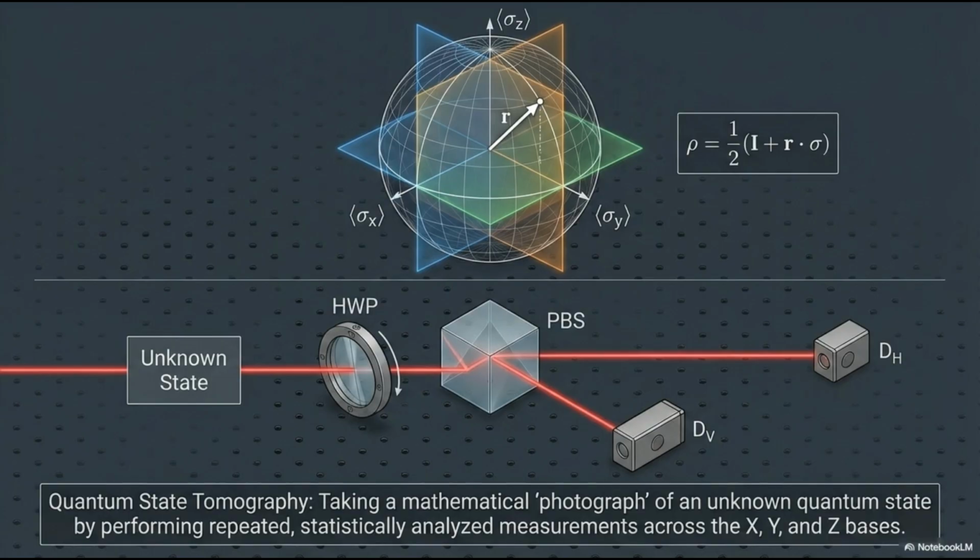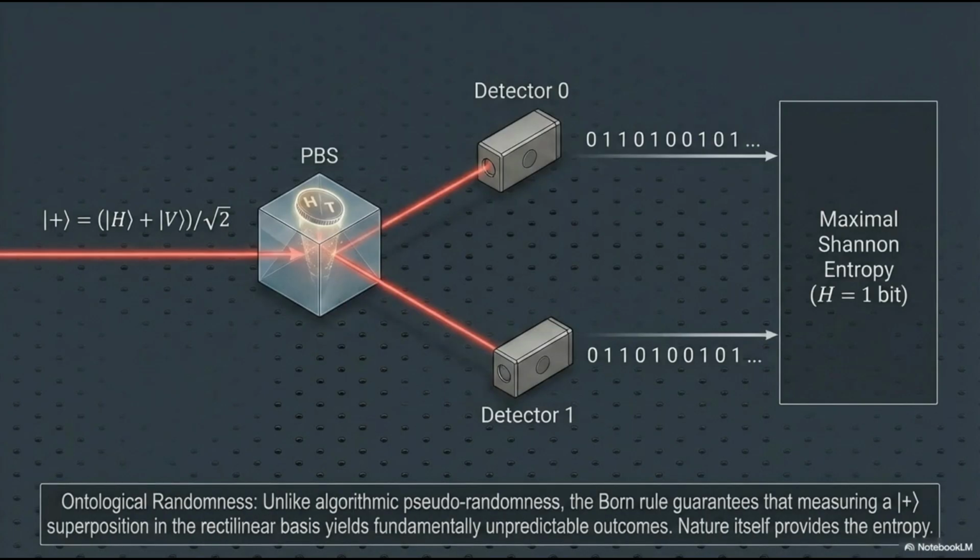state preparation procedure. This slide presents the experimental setup for a quantum random number generator, which exploits the fundamental indeterminism of quantum measurement to produce certified random bits. A photon is prepared in the diagonal superposition state called ket plus, which equals ket H plus ket V, divided by root 2, meaning it has an exactly equal probability amplitude for horizontal and vertical polarization.